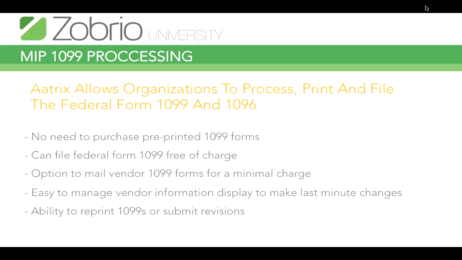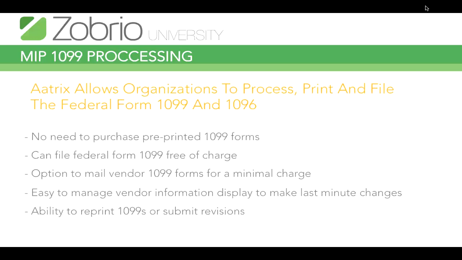Okay, so all the same advantages that we saw for W-2s are the same for the 1099s. I do not have to buy pre-printed 1099 forms like you have to out of some software. I can e-file the federal 1099 form for free. And then I also have the option to mail my 1099s or to have the system mail my 1099s for a small charge, a minimum charge of $25. You're going to see the same grid like we did for W-2 employees, only it's going to be holding vendor information. And then you'll see the miscellaneous 1099 box information.